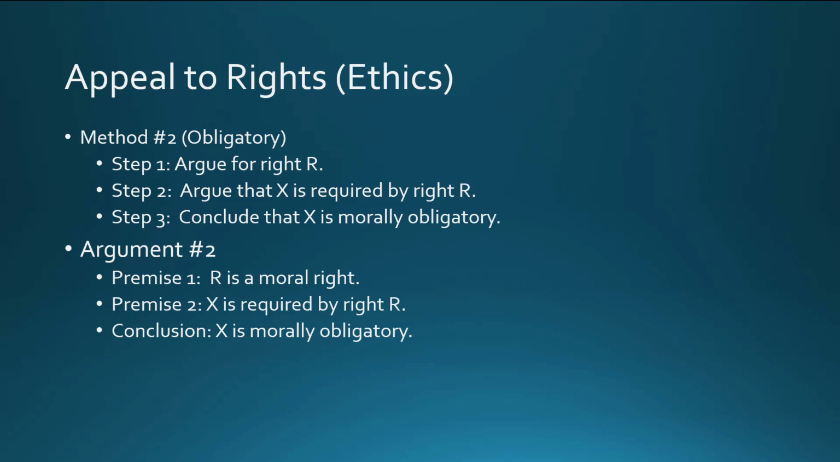So the argument form with two premises and a conclusion would be straightforward. The first premise would involve presenting that something is a moral right. And again, hopefully this has been supported before with a separate argument. Then in premise 2, you would reference that a particular thing is required by that right, hopefully again supported by an earlier argument, and then conclude that because it's required by a moral right, it's morally obligatory.